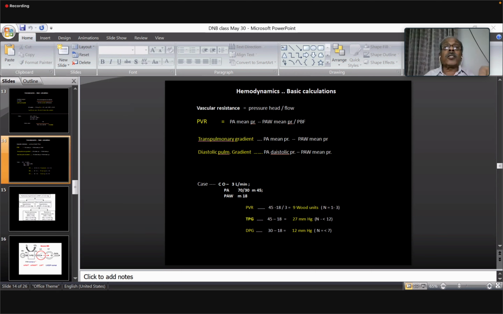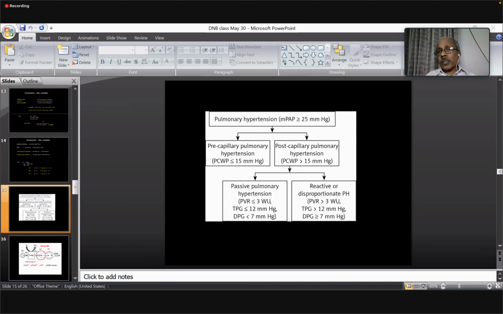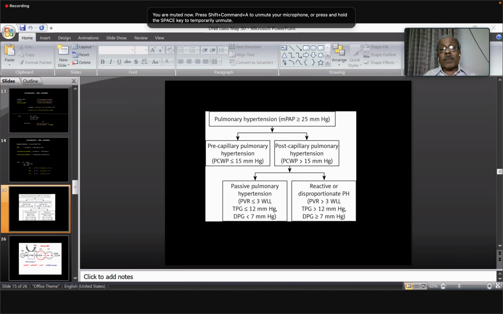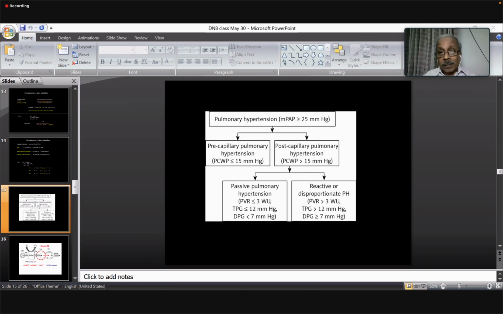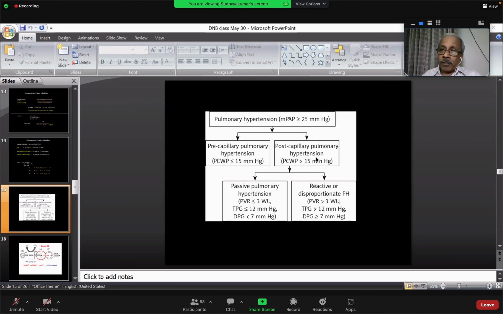The type of PAH: when the mean pulmonary artery pressure at rest is more than 25 millimeters of mercury, some people now put it as 20, especially when it is coming to idiopathic PAH. If the pulmonary capillary bed pressure is less than 15, left heart is normal, so it is pre-capillary. If it is more than 15, it is post-capillary. Now, is it purely post-capillary passive? You look at the PVR should be less than 3, the transpulmonary gradient should be less than 12, and diastolic pulmonary gradient should be less than 7. Then you can say it is purely passive pulmonary hypertension.